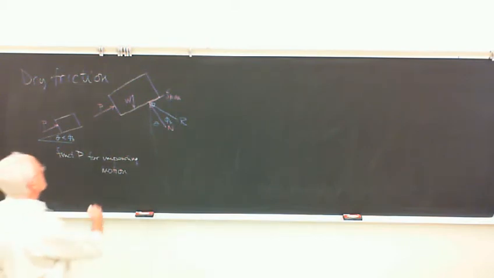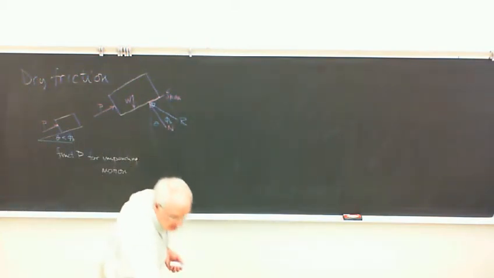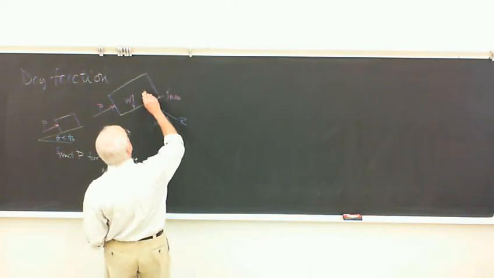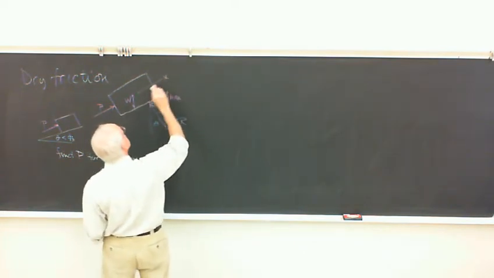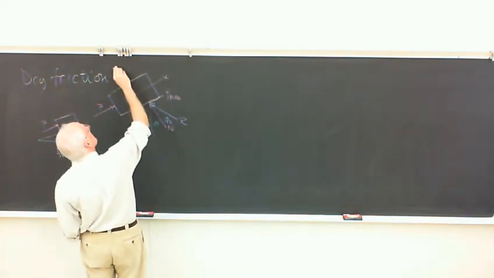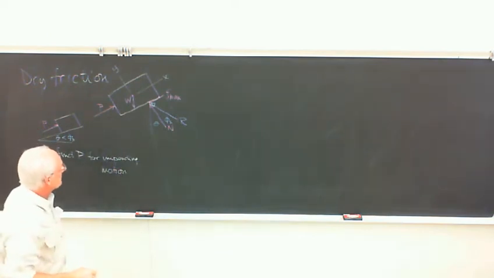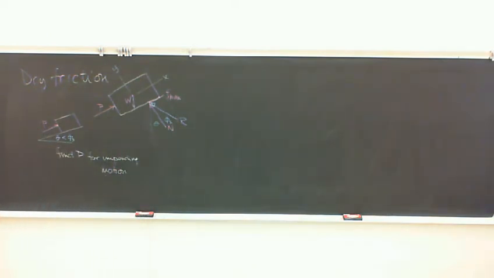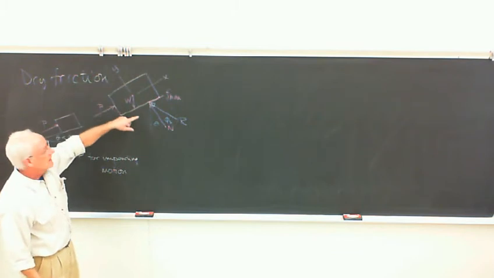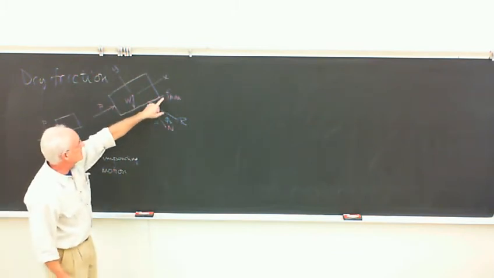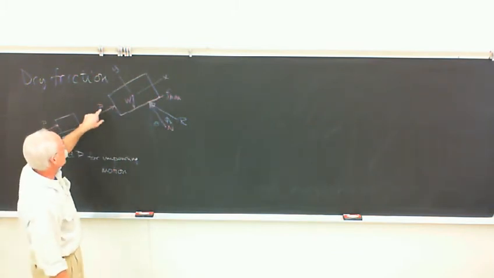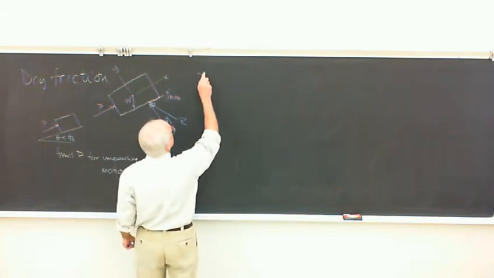And so we can find out what P is. Let's put X up the plane, Y across the plane. That's an easier choice, because there are more forces aligned with that coordinate direction than if we'd left it level: F and P are all aligned with that coordinate direction.